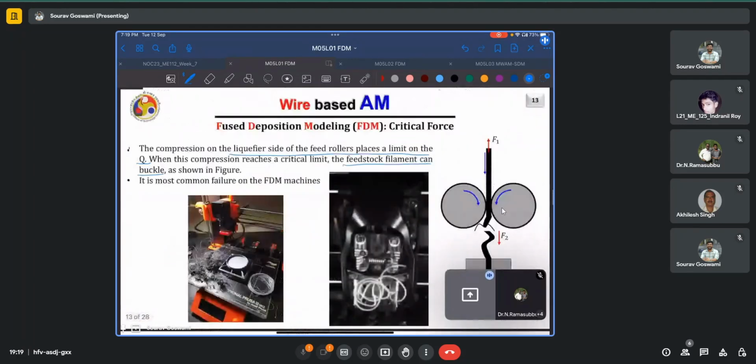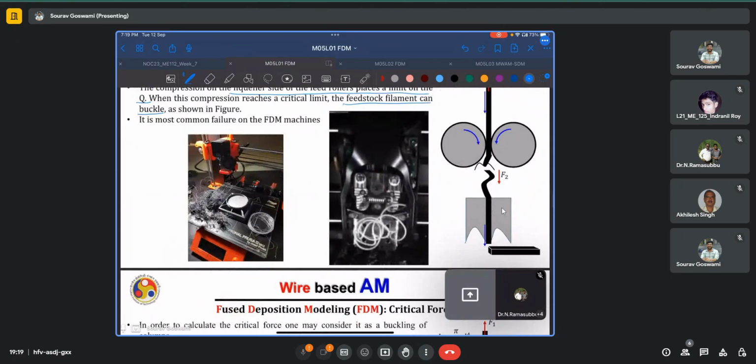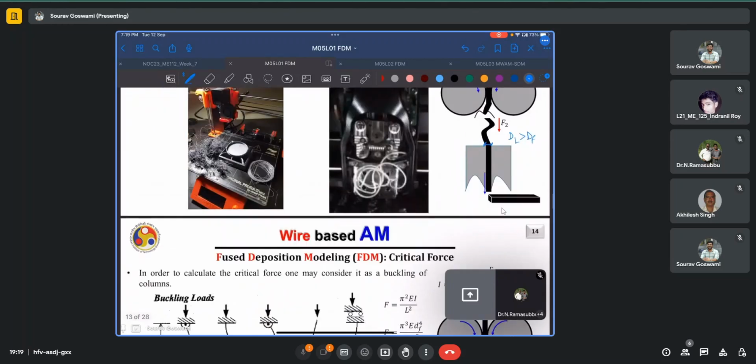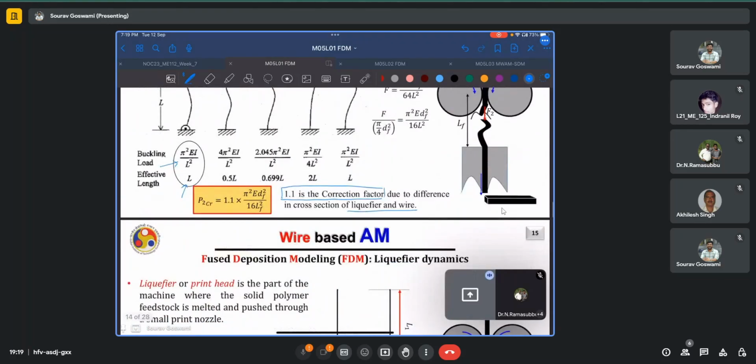So when we are inserting it into the liquefier, this distance right here, say if it is DL, where L signifies the liquefier, it will be slightly greater than the diameter of the filament, but only slightly, not too much.